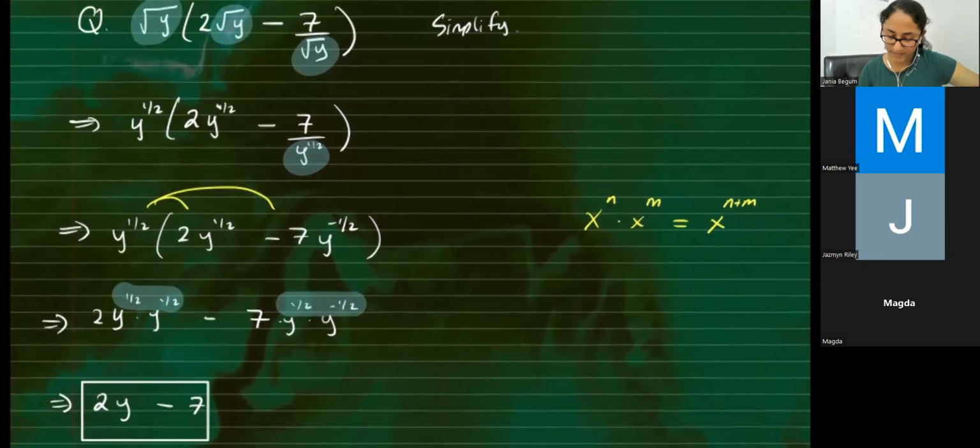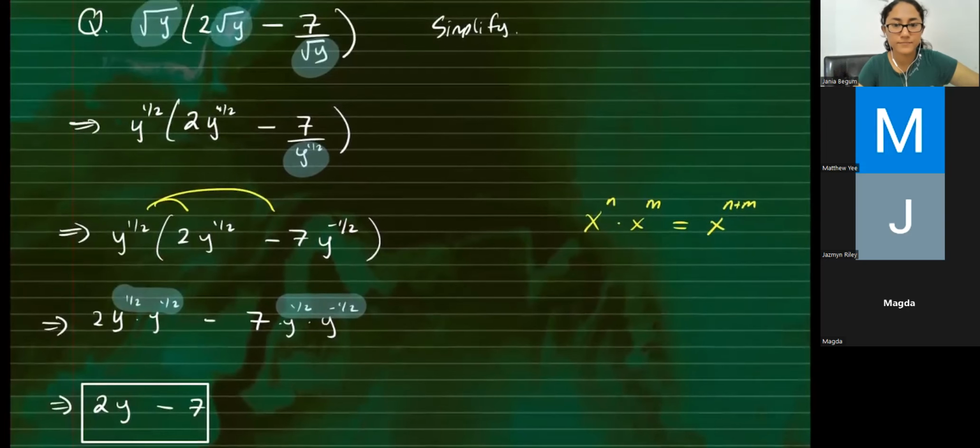Let me know if this makes sense. Yeah. Okay, I see. I got confused with the exponents. So when you see radicals, rewrite them as an exponent and then follow through with laws of exponents. Okay. Good. Thank you. No problem.